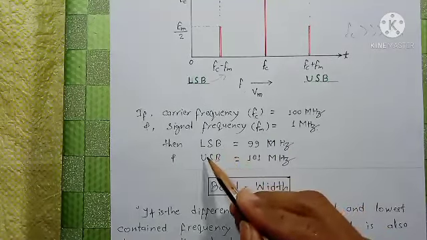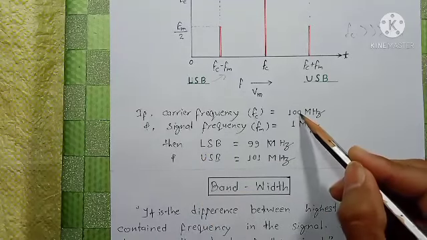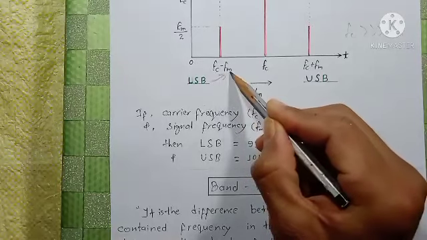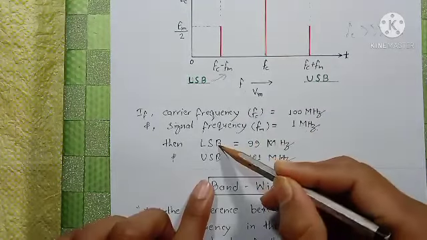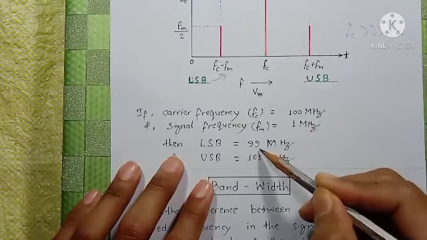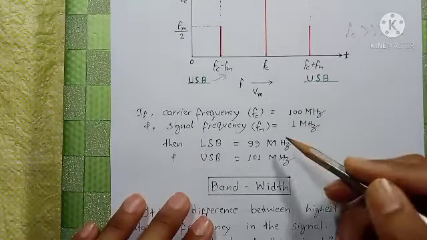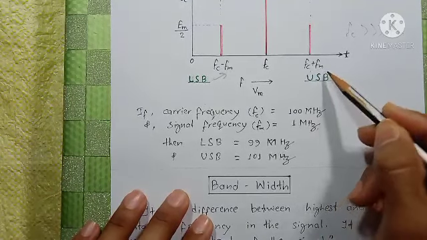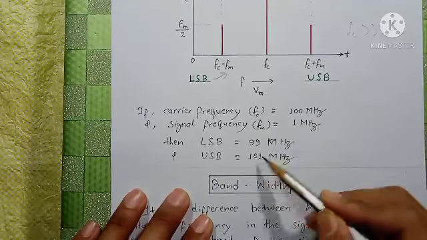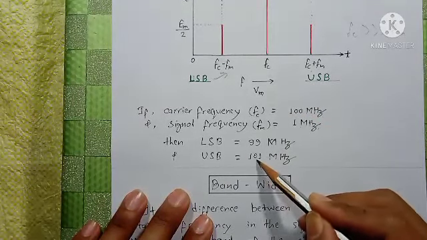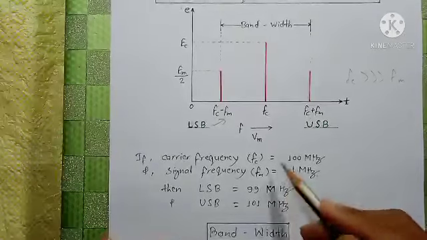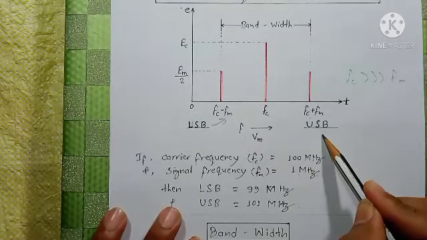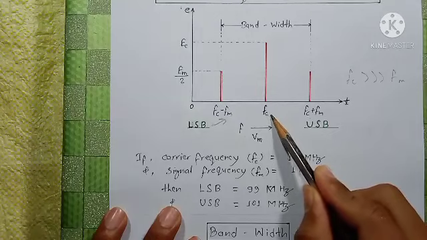So the value of LSB is the difference between fc and fm, and USB is the sum of fc and fm. So we will get the value of LSB is 100 minus 1 is equal to 99 megahertz, and upper sideband frequency is the summation of fc and fm, so USB is equal to 100 plus 1 is equal to 101 megahertz. So we can say that the sideband frequencies LSB and USB are generally close to the carrier frequency fc.